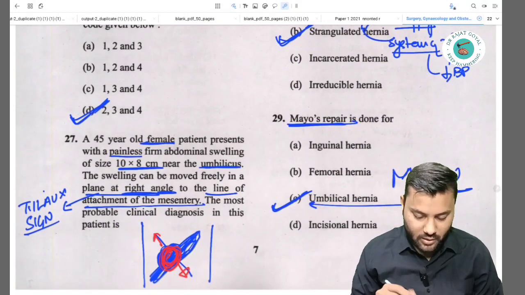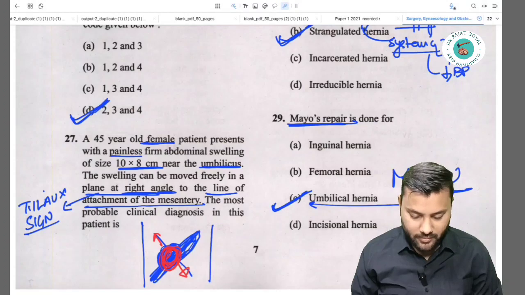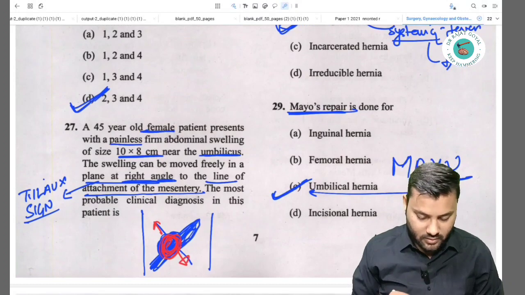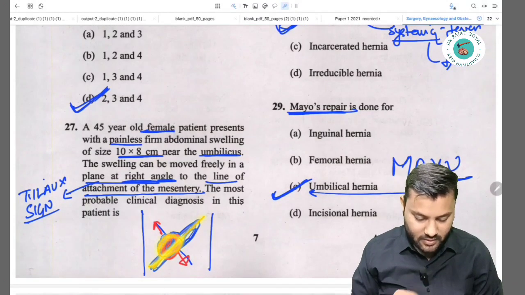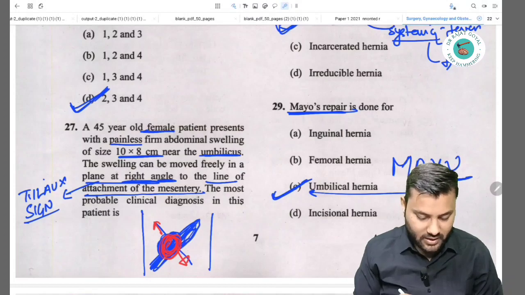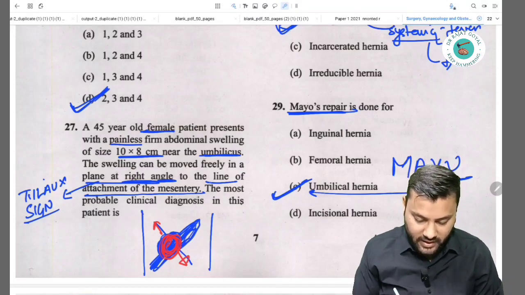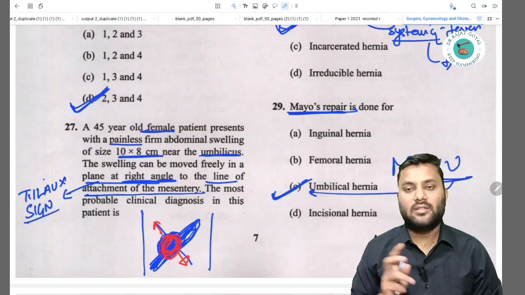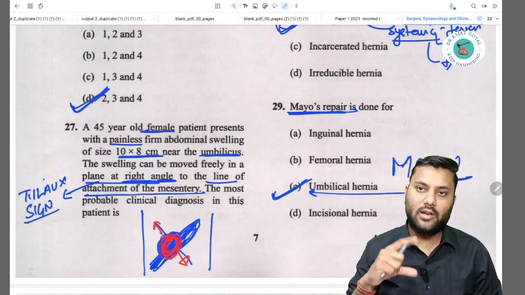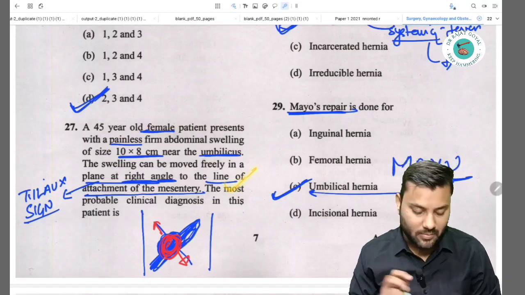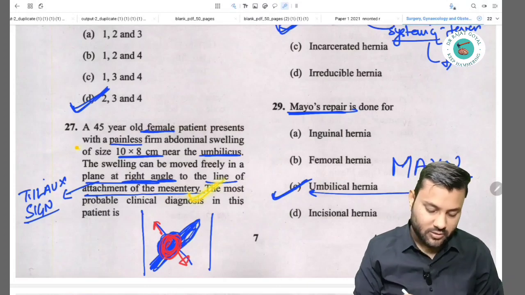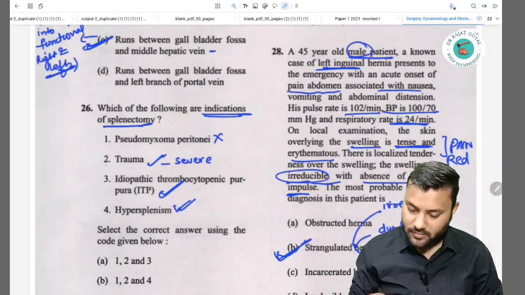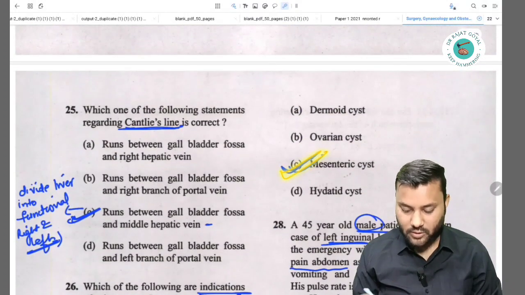A 45-year-old female patient presents with a painless firm abdominal swelling of size 10 by 8 cm near the umbilicus. The swelling can be moved freely in the plane at right angle to the line of the attachment. Whenever we see a swelling moving at a right angle, or perpendicular, we directly make the diagnosis of mesenteric cyst, because this is the Tillaux sign and it is seen in mesenteric cyst. So the answer here will be mesenteric cyst, option C.